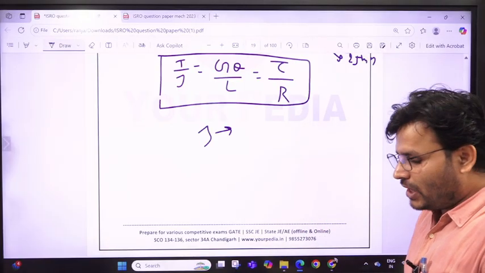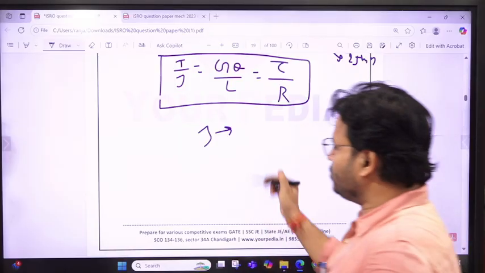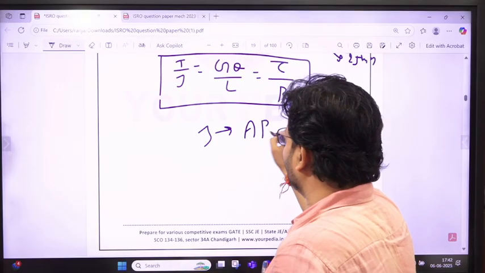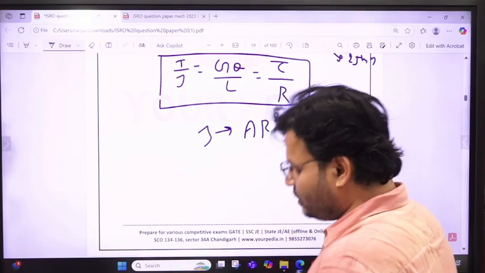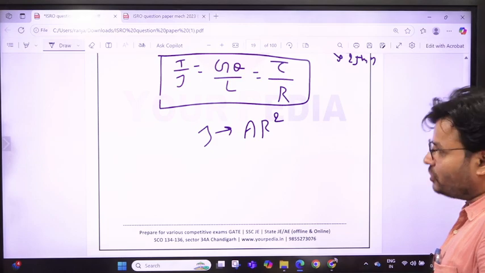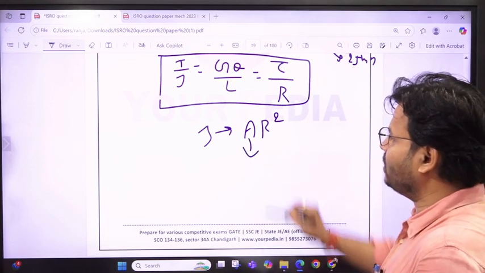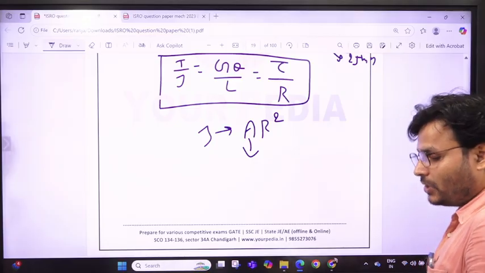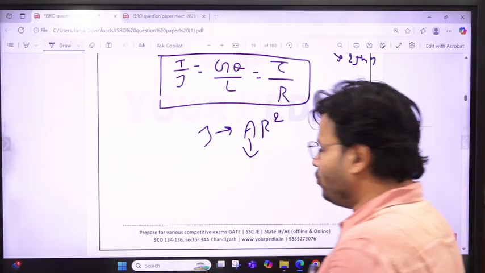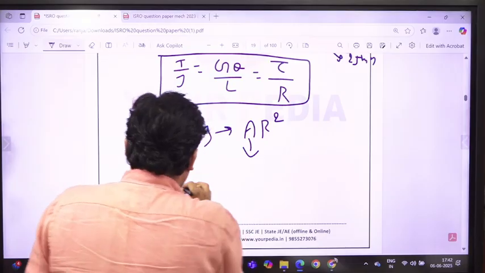So my dear friends, the polar moment of inertia for a circular ring, J, is given by A r squared. In the question, r is also known. Now the question is that I have to calculate the area of the weld. So what will be the area of the weld, my dear friends? Area of the weld will be, A is what? Area of weld.